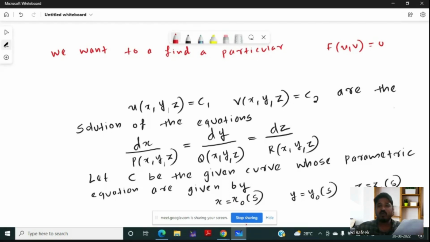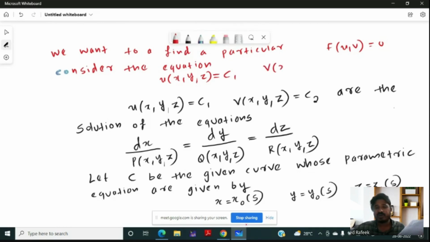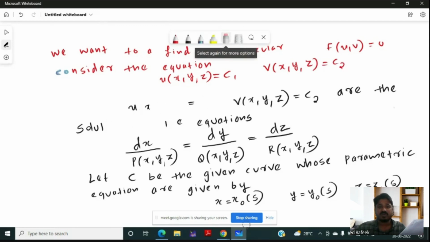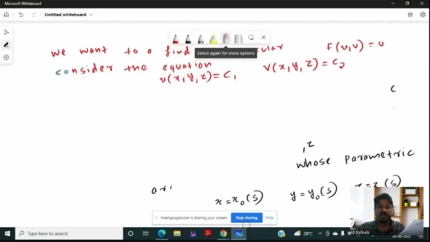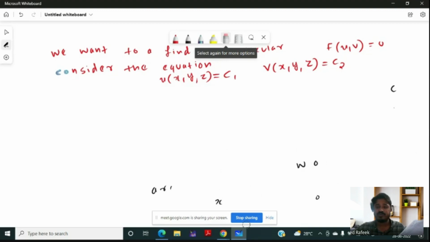For that, consider the equations. That is a Cauchy problem. If we solve that problem, you will understand all of this. Consider u of x comma y comma z is equal to C1, and v of x comma y comma z is equal to C2.